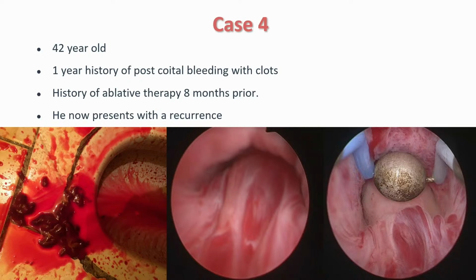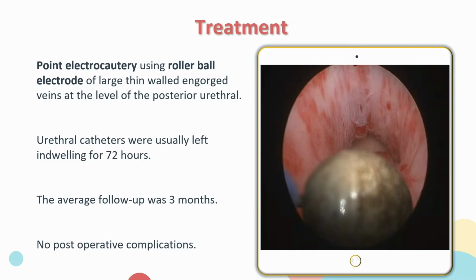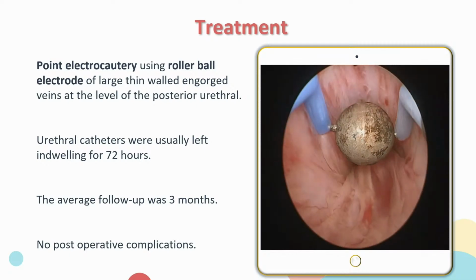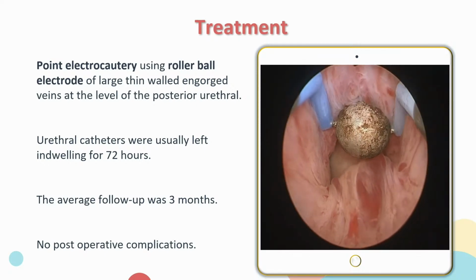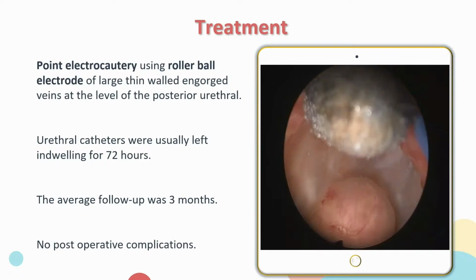And distally, in the far aspect, you can see the verumontanum. So these lesions are perimontanal; that's the area where you mostly find them. I hope I'm audible. So we went ahead and treated these patients. What we did was point electrocautery using a rollerball.